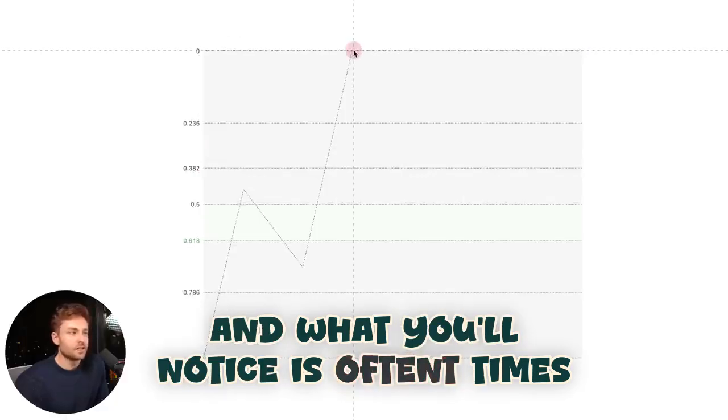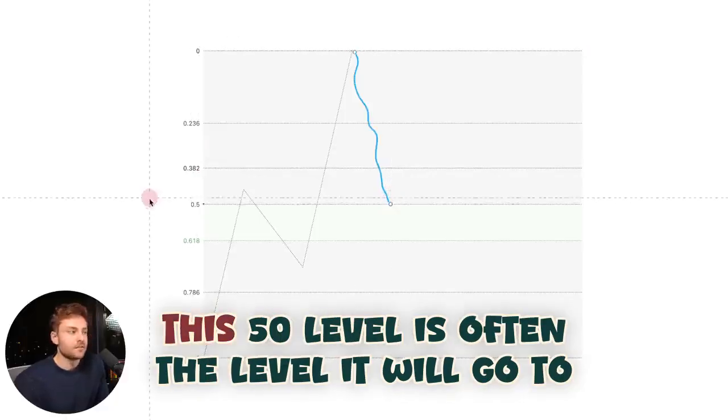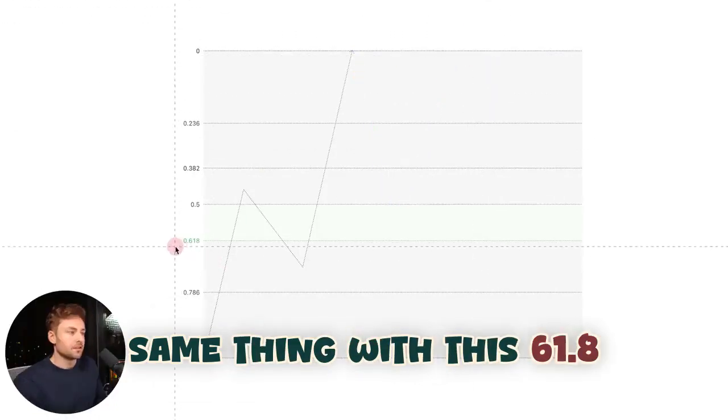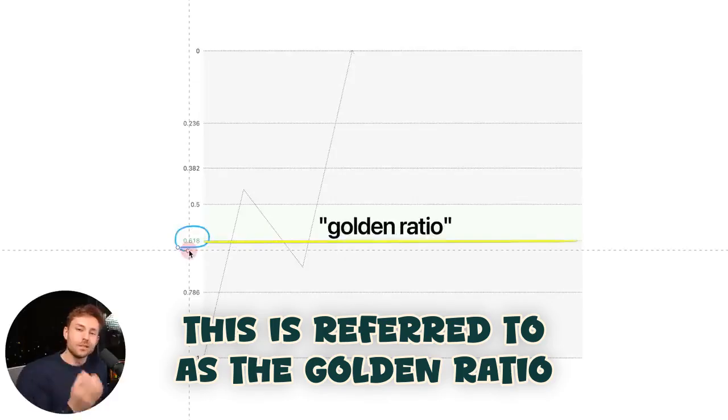And what you'll notice is oftentimes if a trend is going to have a pull down, this 50 level is often the level it will go to and have a continuation higher. Same thing with this 61.8. This is referred to as the golden ratio.